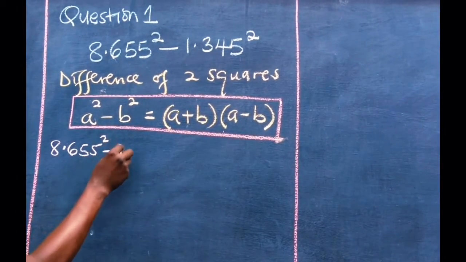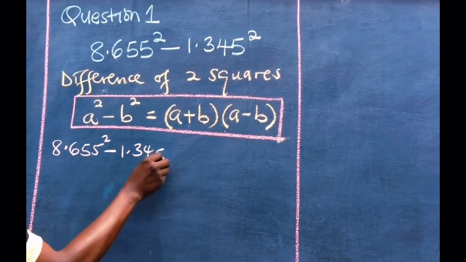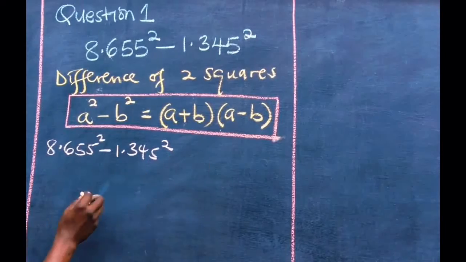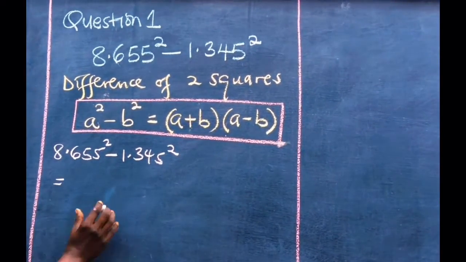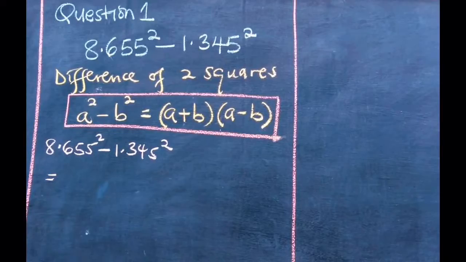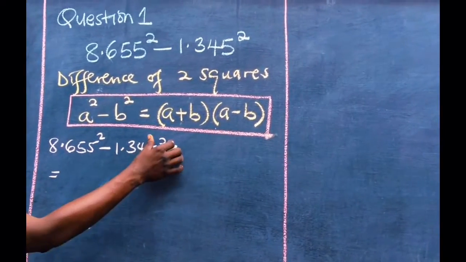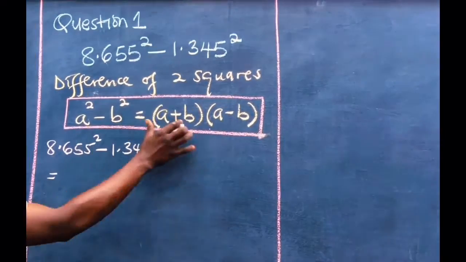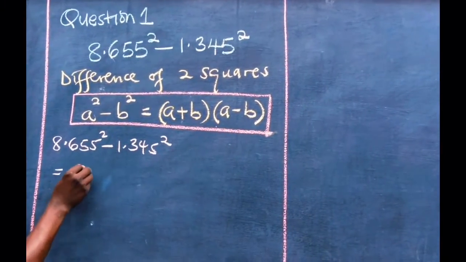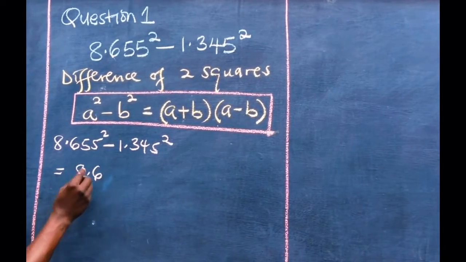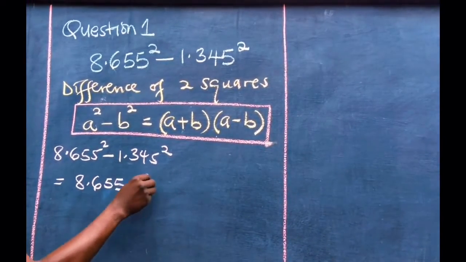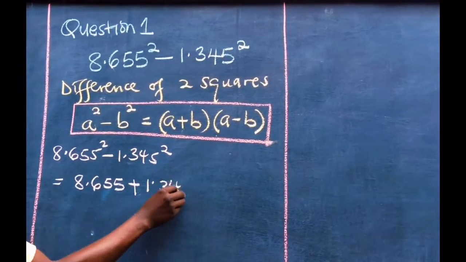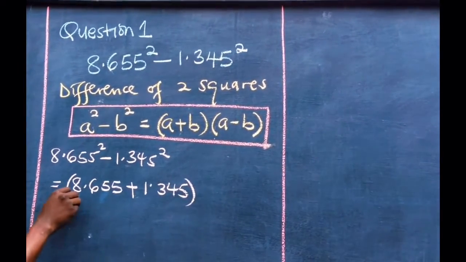8.655 squared minus 1.345 squared. Because of space, allow me to put the equal sign here so that we have enough space to work this out. This is squared, this is also squared. So it is a difference of two squares. So we're going to employ this, and our answer will be 8.655, then plus this b, which is 1.345, in the first bracket.